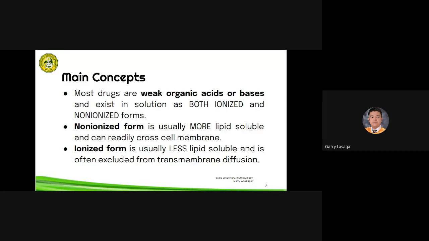The ionized form is usually the less lipid-soluble form of the drug, and it is often excluded from transmembrane diffusion. Since it is excluded from transmembrane diffusion, this form of the drug will usually be trapped at a particular cellular compartment because it will not be able to pass through that membrane.